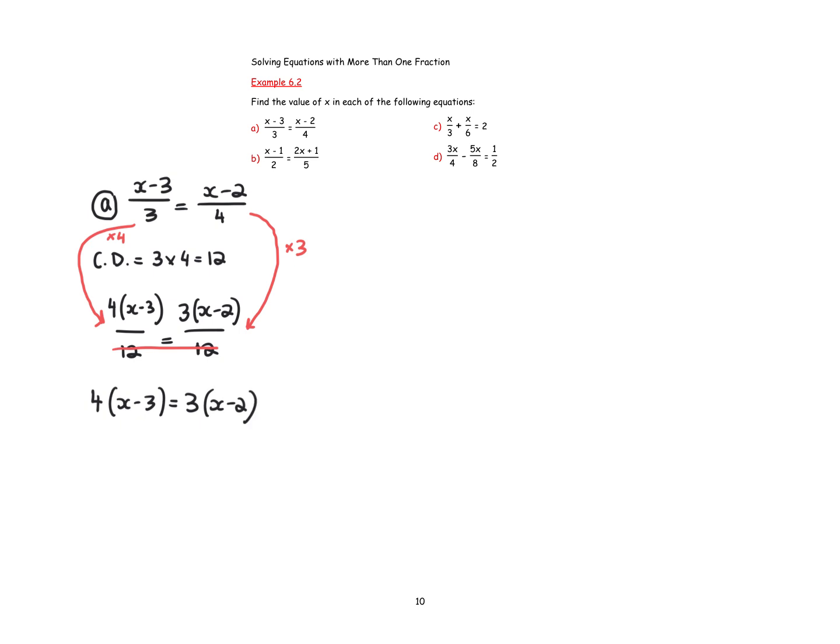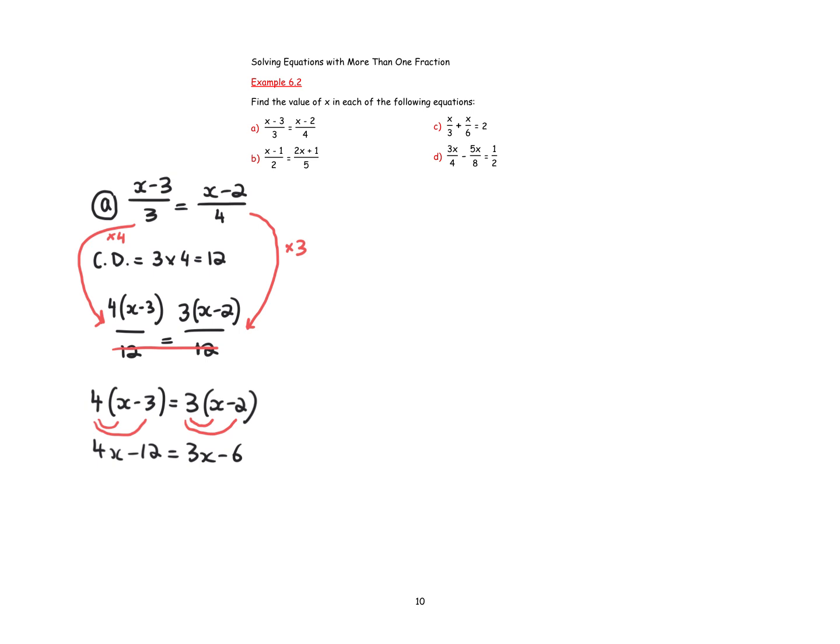After that, it just turns into a normal linear equation that you solve firstly by multiplying out the brackets. You'll get 4 multiplied by x and 4 multiplied by minus 3 and 3 multiplied by x and 3 multiplied by minus 2. This will give us 4x minus 12 is equal to 3x minus 6.